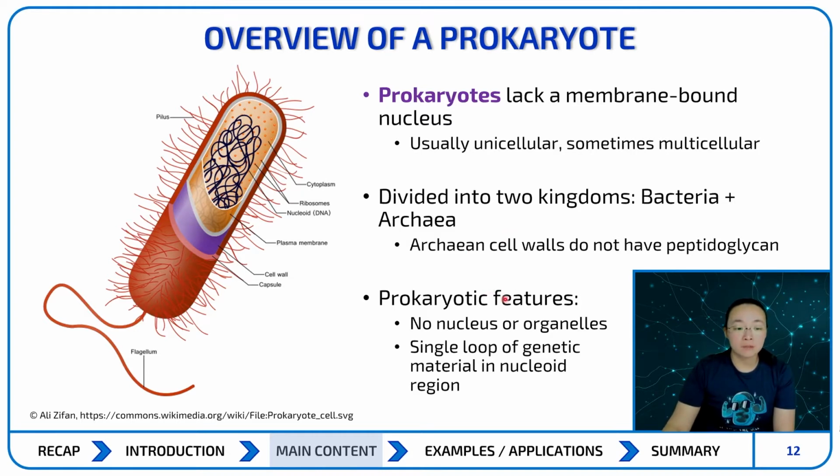Now, for prokaryotic features, one of the things is that it has no nucleus and it has no organelles. So basically, it's just one membrane-bound unit with all of its components floating around in that cytoplasm. Usually its DNA is just seen floating around in here, called a nucleoid. And that nucleoid is a nucleus-like region of the cell where your genetic material is kept.